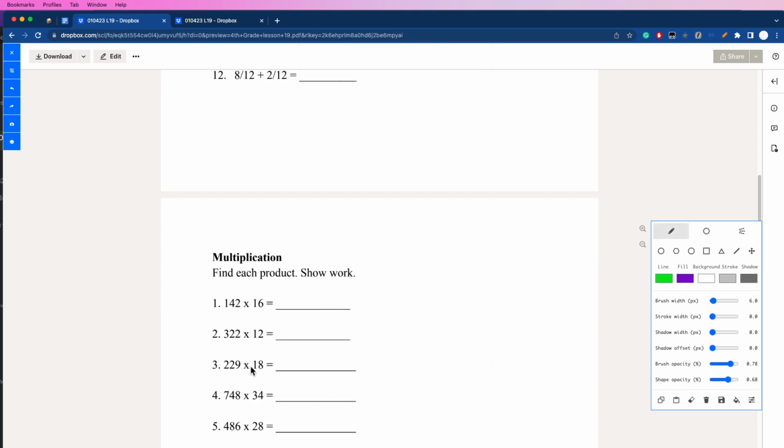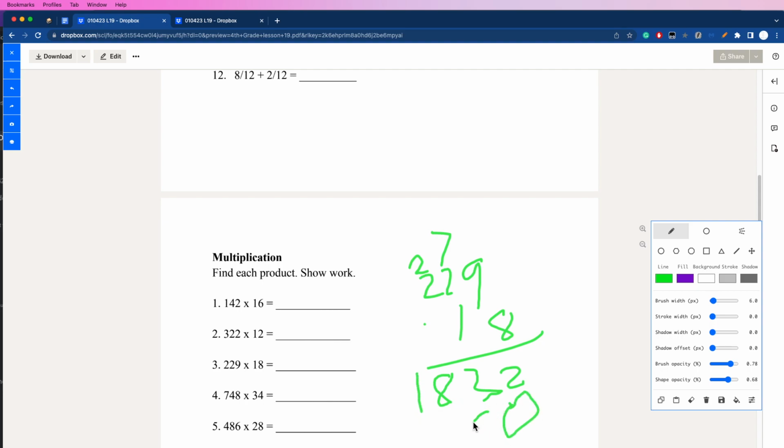All right, for number three, 229 times 18. So 9 times 8 is 72. 2 times 8 is 16 plus 7 is 23. 2 times 8 is 16 plus 2 is 18.